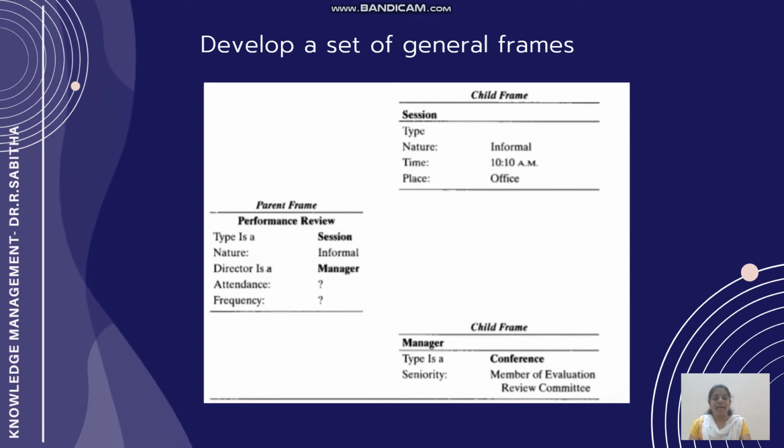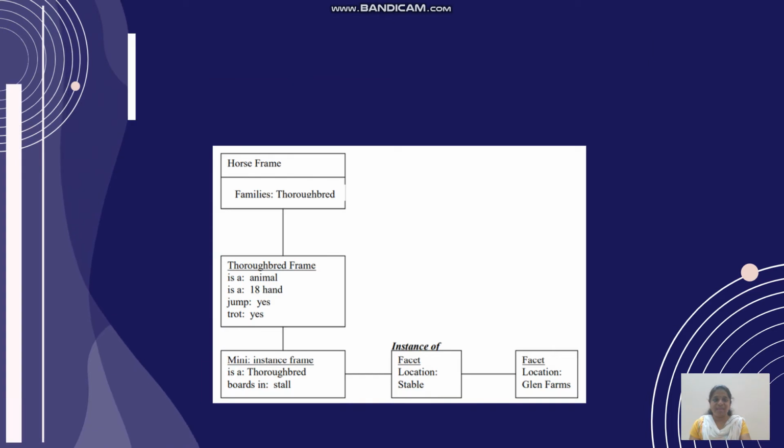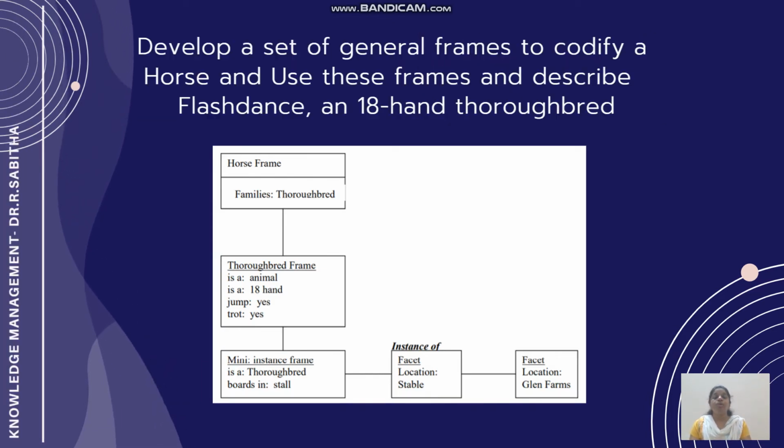Let us see examples on how you will be given a scenario and asked to generate frames. You will be given a scenario here. This example shows that you have to create a frame which will help to codify a horse, and that frame should be given facet values which describe a category of horse called Flash Dance. You can name the horse Flash Dance, which belongs to the thoroughbred, which has 18 hands. It's one kind of breed. When you are given this scenario, you have to develop the frame.